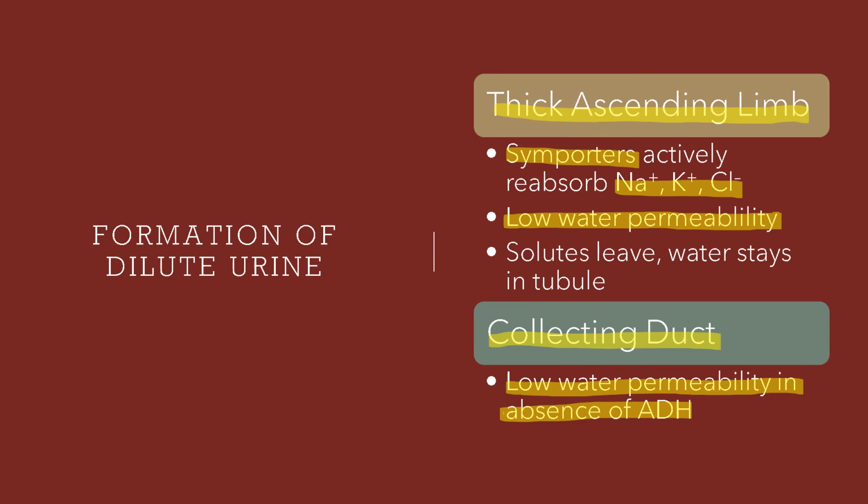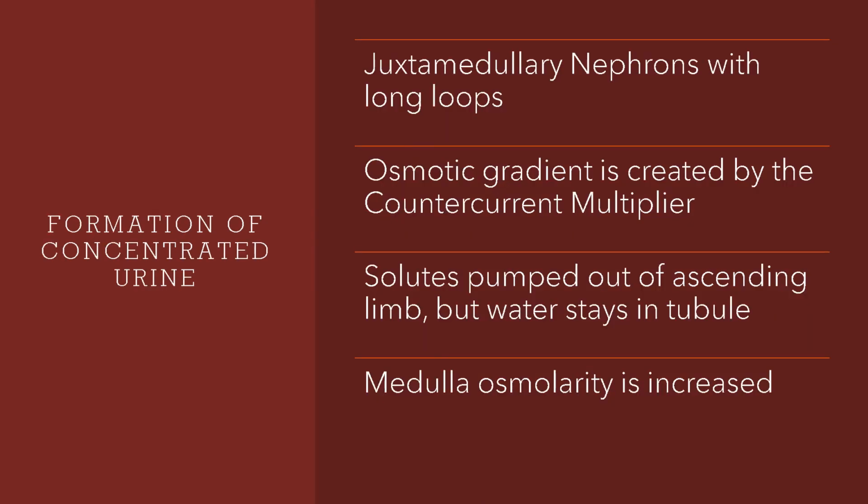By the time that the tubular fluid drains into the renal pelvis, its concentration can be as low as 65 to 70 milliosmoles per liter, and that is like 4 times more dilute than blood plasma or glomerular filtrate. So that was how dilute urine is formed. Now let's look at how concentrated urine is formed.